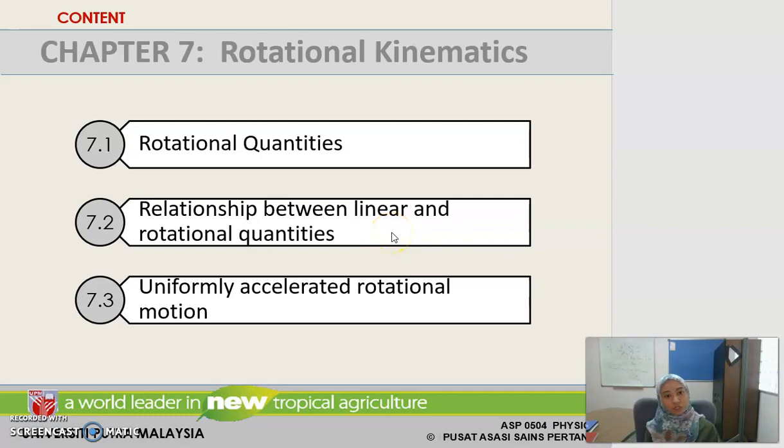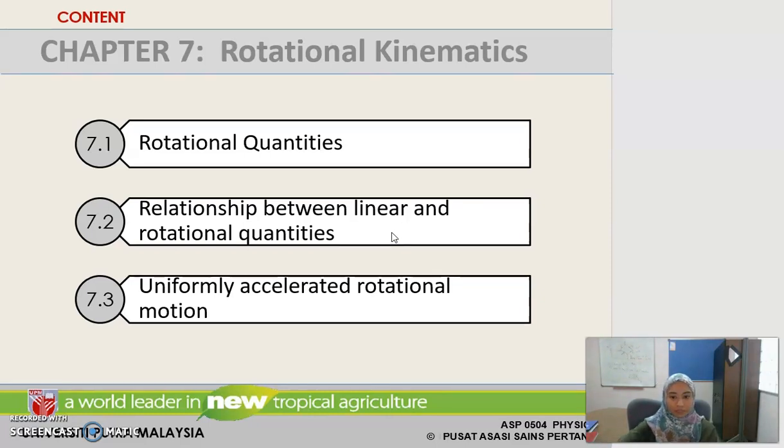Good morning, everyone. We are doing Chapter 7, Rotational Kinematics. For this chapter, we are covering rotational quantities, the relationship between linear and rotational quantities, and uniformly accelerated rotational motion. These are the three subtopics, right?